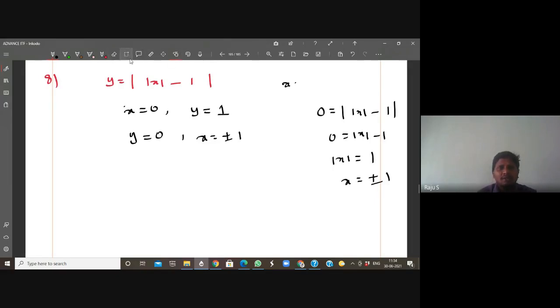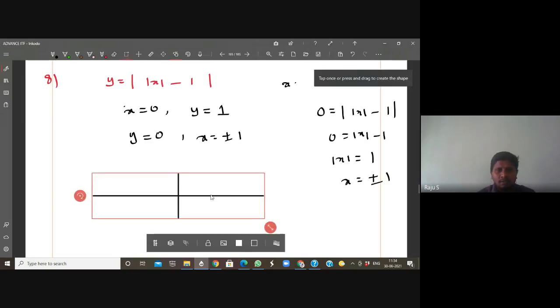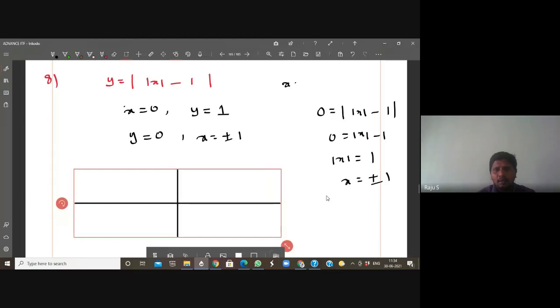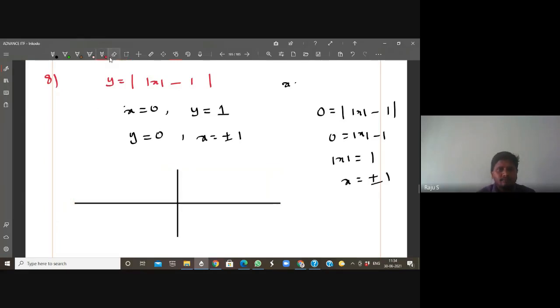Now coming to the graph of this function, let us take this as the graph. Here x value is 1, x value is minus 1, y value is 1. So these are the points: when x is equal to 0, y value is 1, and when y is equal to 0, x value is plus or minus 1. These are the intersection points of the given curve.